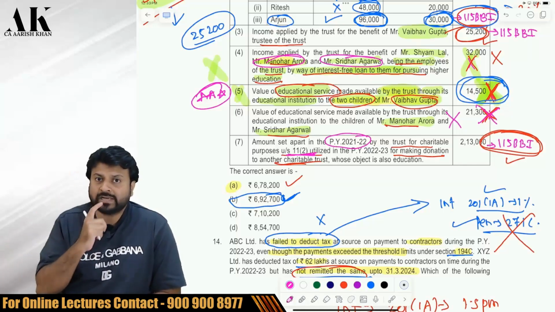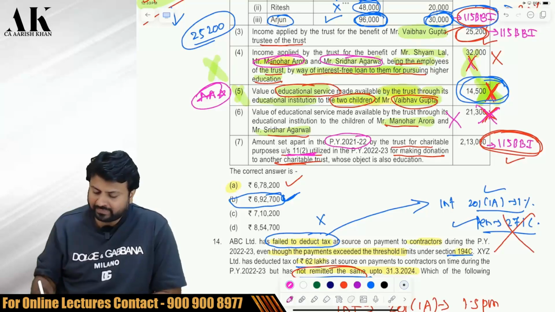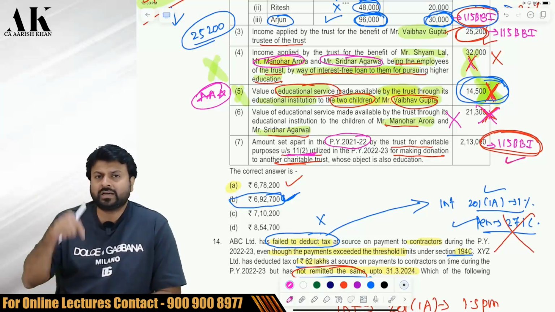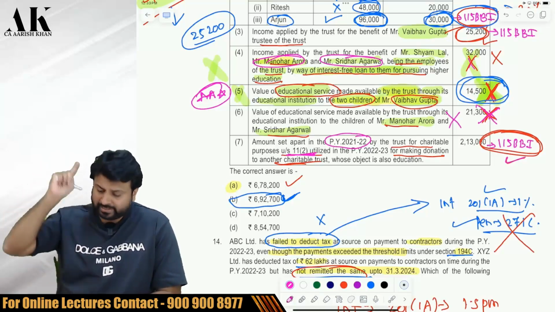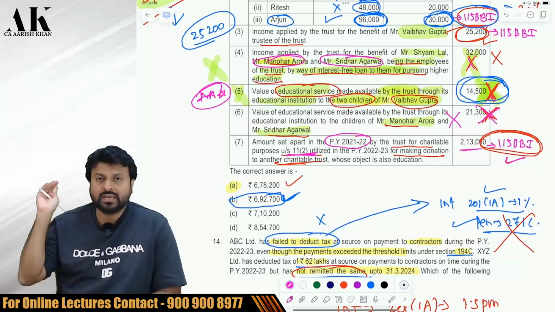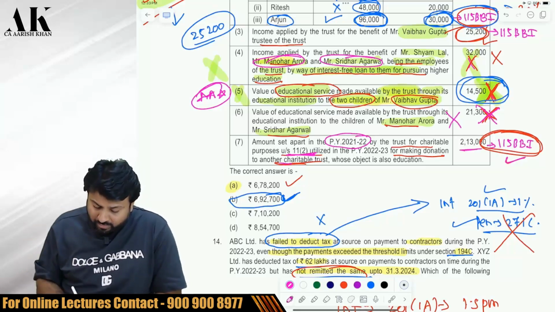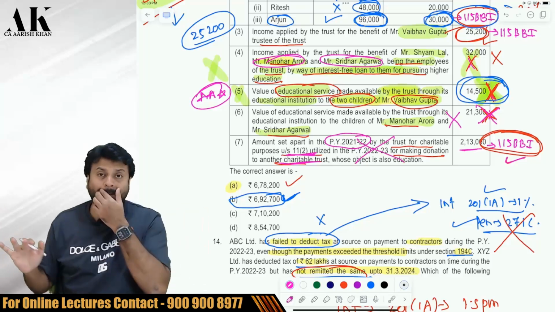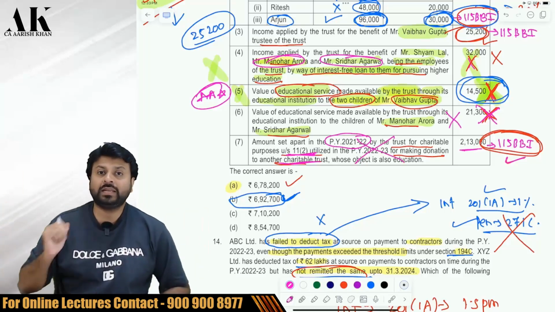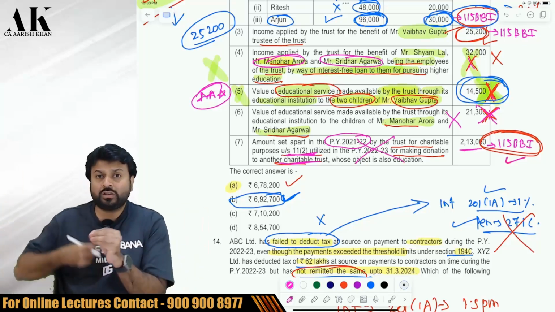Now if you don't use it, then it is deemed income and 115BBI will apply. Now what are you doing in the current year? Last year you accumulated some amount of 2,13,000 rupees and you are using that money in the current year to give donation. That is not allowed. You cannot withdraw the money from 11(2) funds and then use it for giving donation.